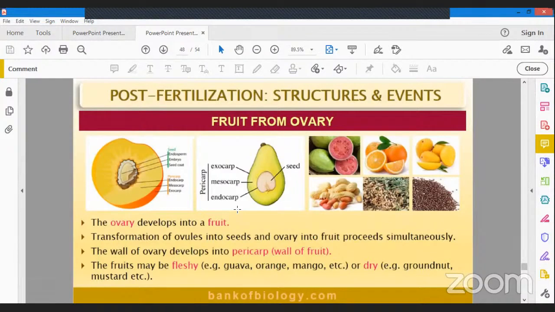So ovary will develop into a fruit. So the transformation of ovules into seeds and ovary into fruits will proceed simultaneously.